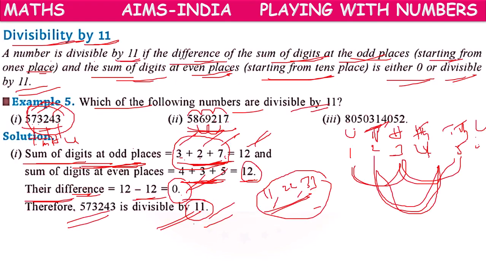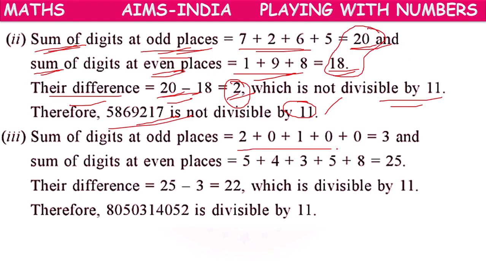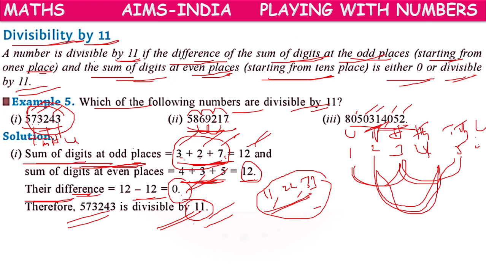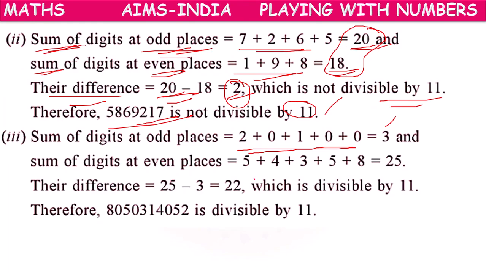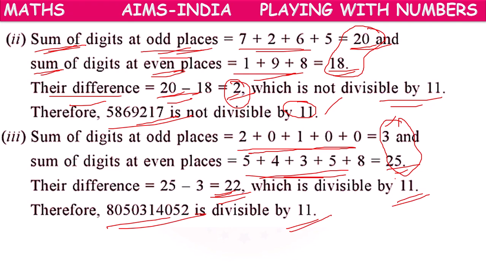Next, this number. So 2, 0, 1, 0, 0. How much is the sum? 3. Next, even places: 5, 4, 3, 5, 8. Their sum is 25. Now the difference of these two. How much? 22. 22 is divisible by 11. So the total number is divisible by 11.